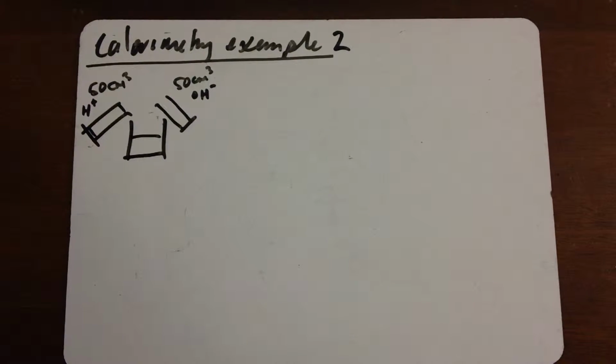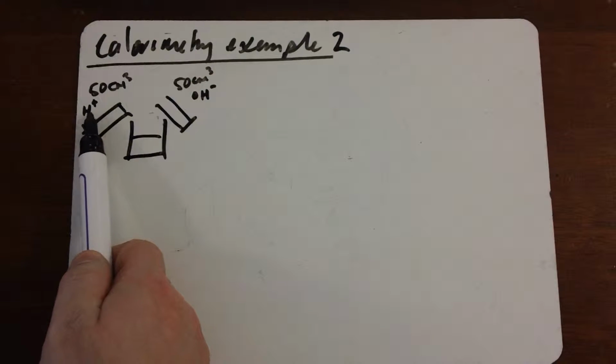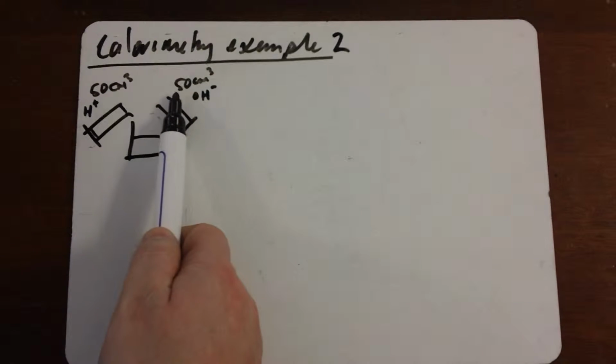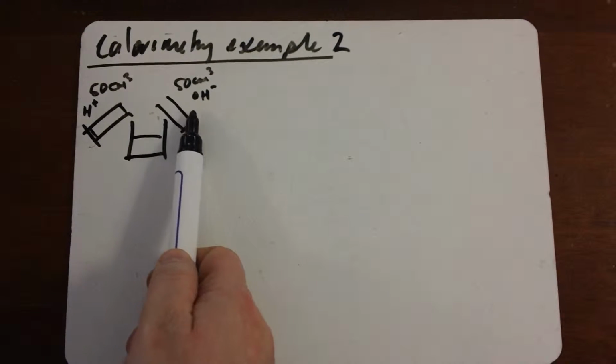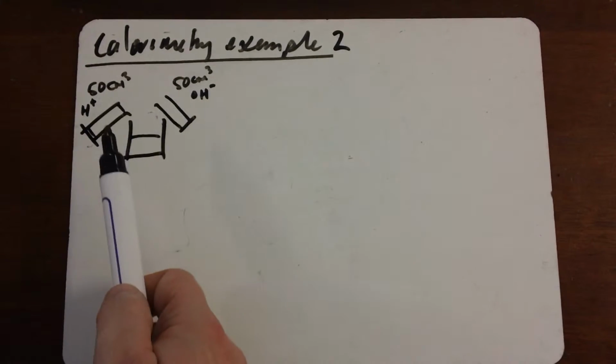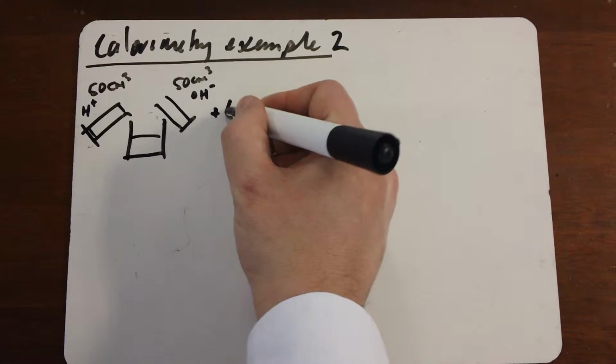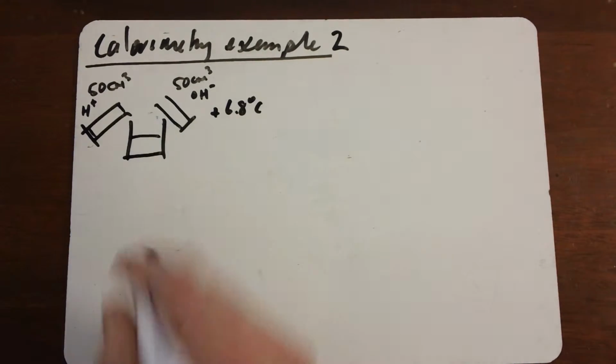Example 2. This is enthalpy of neutralization, so it's the energy released when you add an acid to a base. In this case we're adding 50 centimeters cubed of 1 mole per decimeter cubed hydrochloric acid to 50 centimeters cubed of sodium hydroxide. They are both 1 mole per decimeter cubed in concentration. The temperature rose by positive 6.8 degrees C.